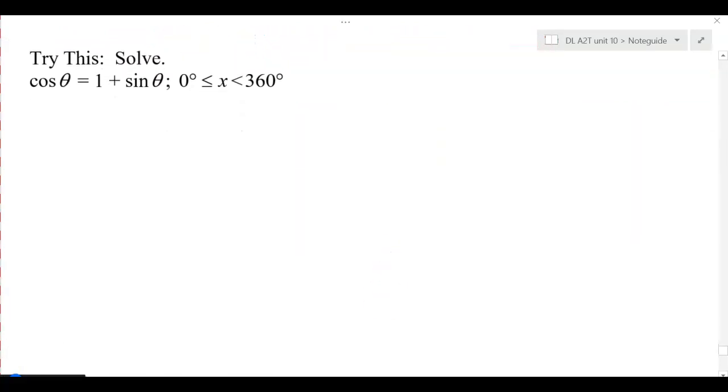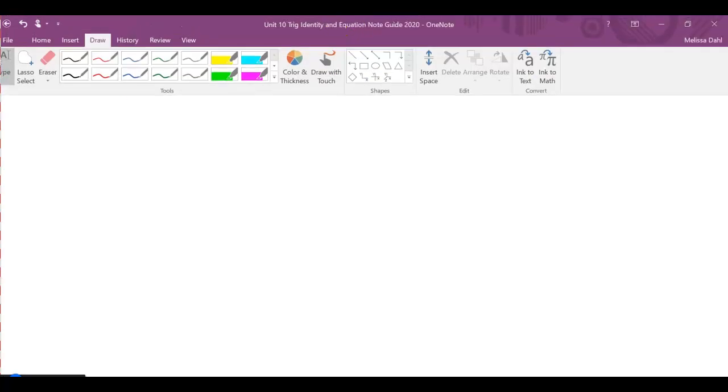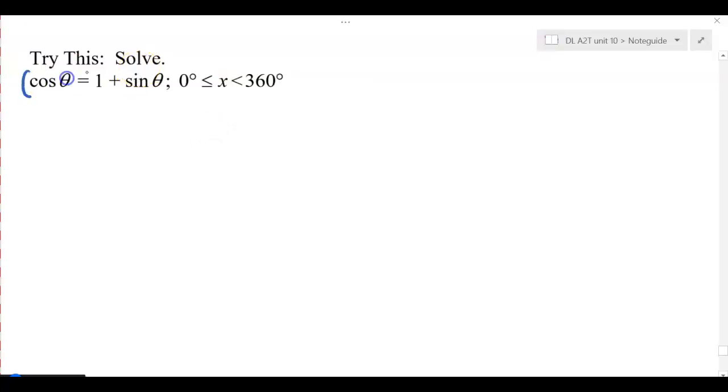The first try at this one is a little bit frustrating. I mean, it looks so simple, but actually this is really difficult. The reason this problem is really difficult is because none of the cosines or sines here are squared, so we can't substitute anything in. So you know what I'm going to do? I'm going to go ahead and square both sides.